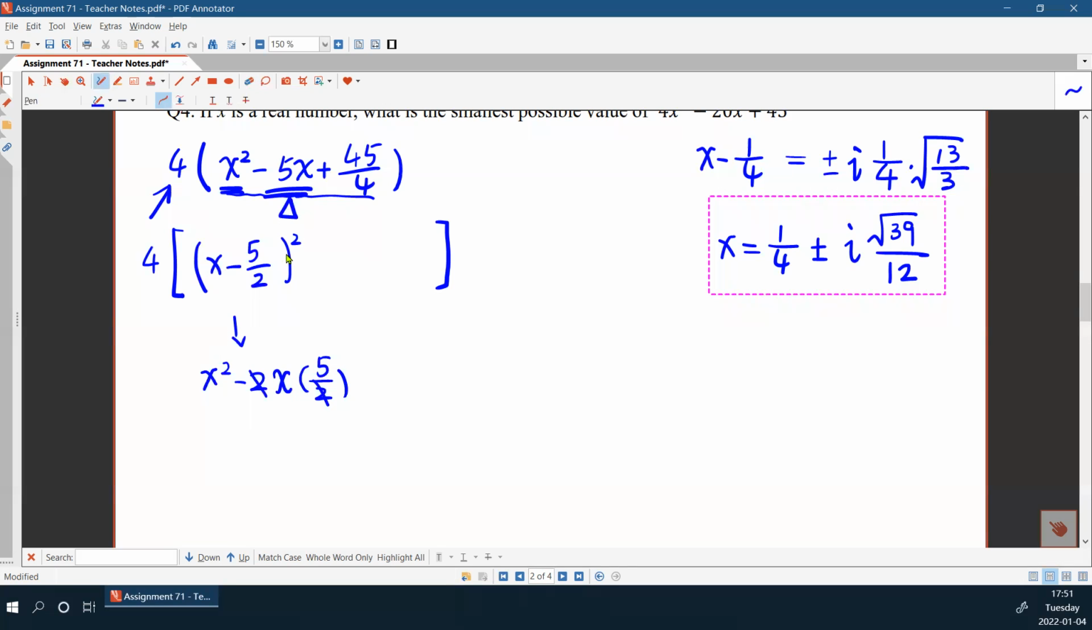So -5/2 is correct. Then do not forget, you have added a term 25/4, right? So you need to subtract it in order to make the new expression exactly the same as the original one. Then plus 45/4. You see that?